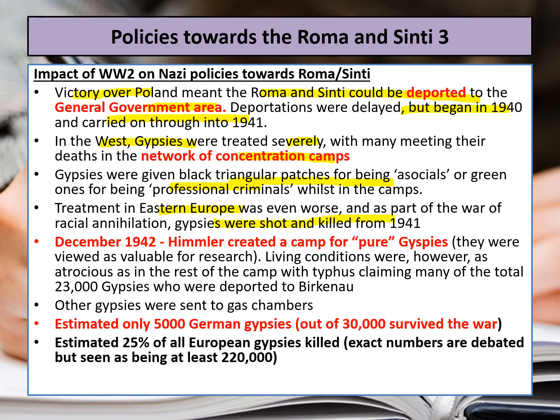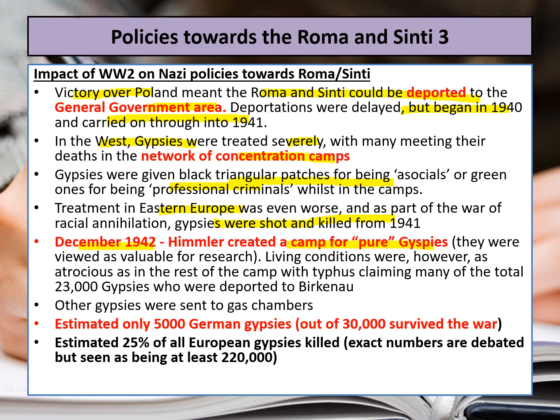From December 1942, after the beginning of the Final Solution to the so-called Jewish problem, Himmler also decided to do something about the gypsies, and he created a camp for pure gypsies because they were viewed as being valuable for research. So not ones that had so-called mixed blood, but the people that seemed to have purely gypsy blood, which they've been researching, remember, since 1936. Now they're keeping them alive there to be able to perform some experiments and carry out some research.